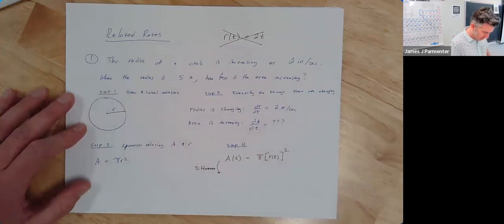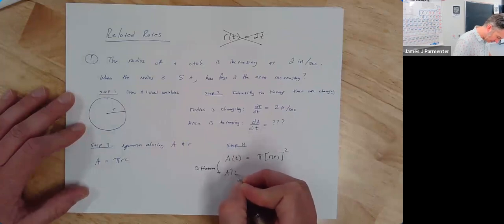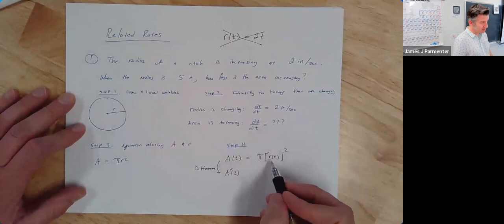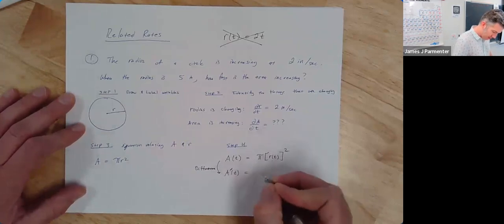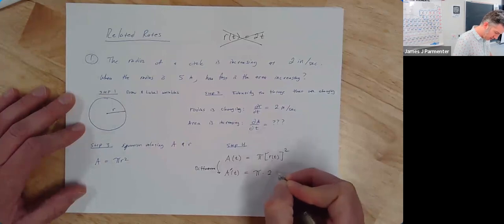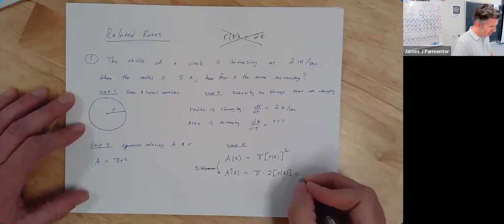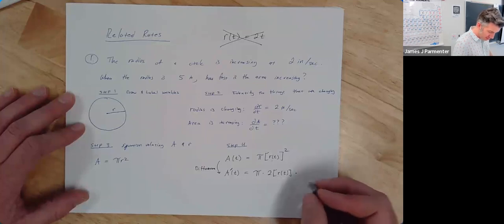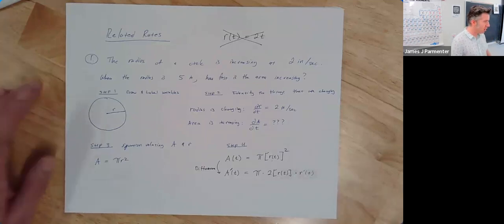Sorry, I wrote that kind of small. The derivative of A of t is A prime of t. And the derivative of pi times some stuff squared is pi times 2 times that stuff to the first power. But I said the word stuff. What do I have to multiply by? Right, the derivative of the stuff, prime, r prime, whatever you want to call it.